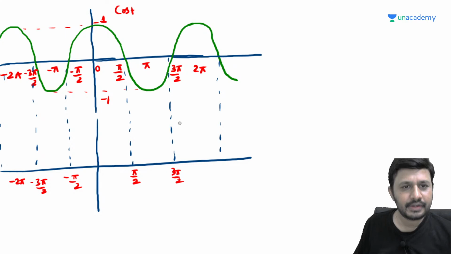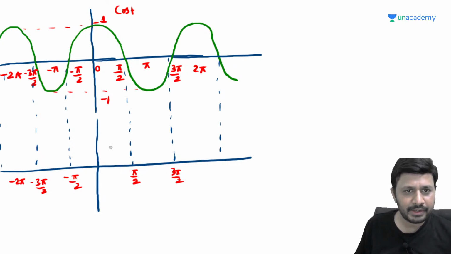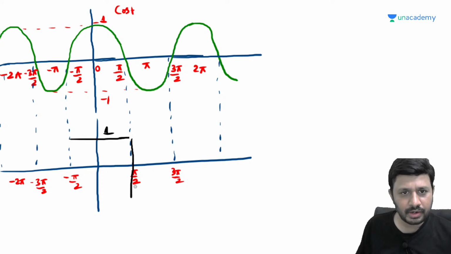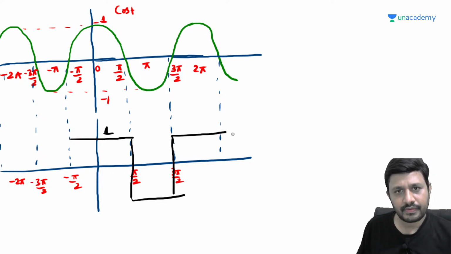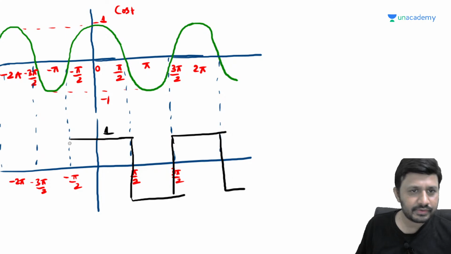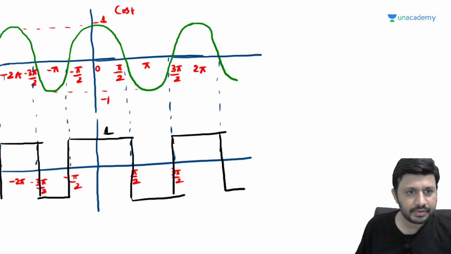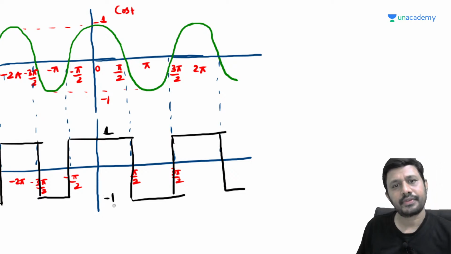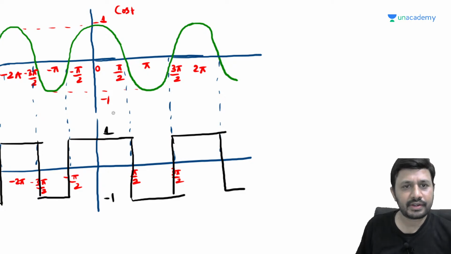Here signum of cos t is 1 if cos t is greater than 0. From minus pi by 2 to pi by 2, cos t is greater than 0, so signum of cos t will be 1. From pi by 2 to 3 pi by 2, cos t is less than 0, so signum of cos t will be minus 1. And this goes like this. Now this is the signum of cos t I got.